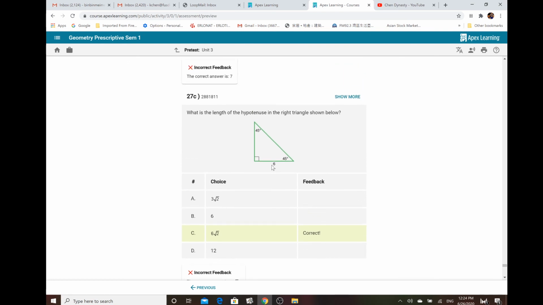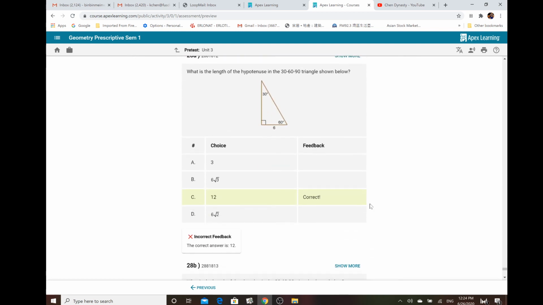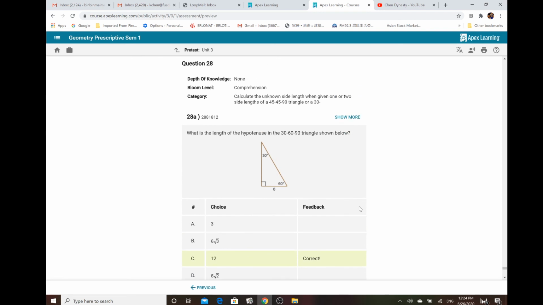And then this one would be considered the shortest leg. So in order to get the longest leg, you multiply by root 2. So 6 root 2. So 28, again, using the different ratios. The shortest leg is 6. In order to get the longest leg, 6 times the ratio of the longest leg, times 2. So we get 12.